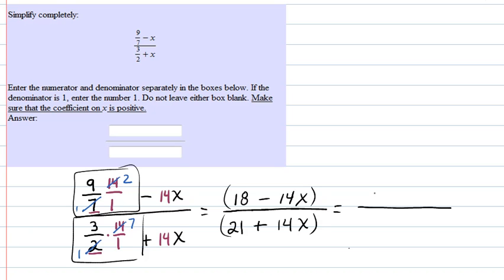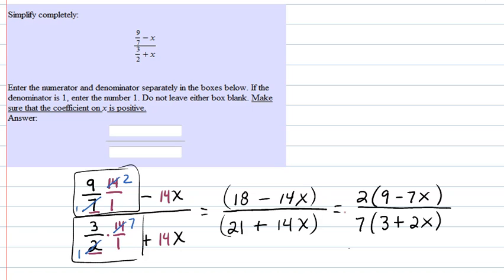I can see that a 2 would come out of the top. If I took out a 2, I'd have 9 minus 7x left. And then the bottom, though, I can't take out a 2. I guess I could take out a 7. If I took out a 7, I'd be left with 3 plus 2x. Then I check to see if I've got any common terms, or common factors, and I really don't.